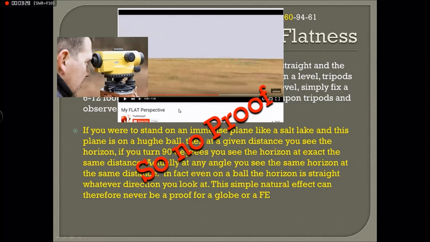So this is not a debunking, it's just looking at a property of a ball, which is, it gives you the same impression as when you would be on a flat plane or a flat earth. So it's not proof.